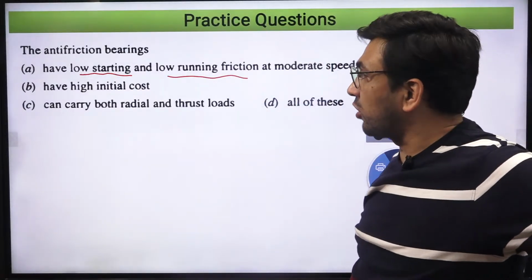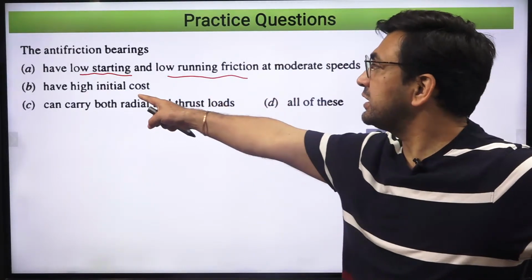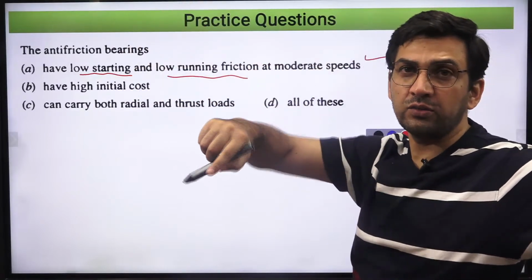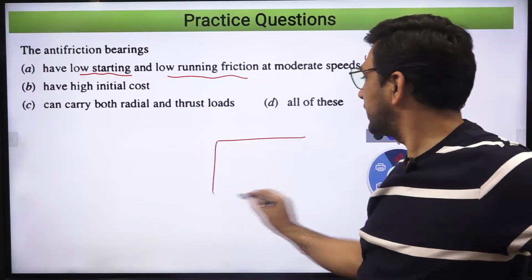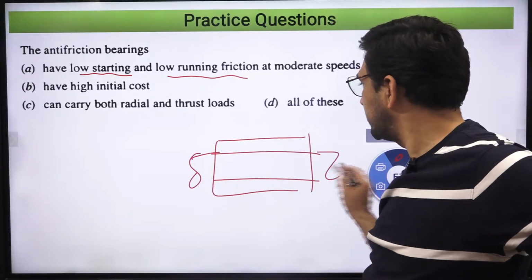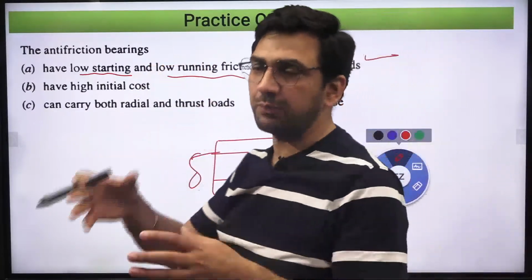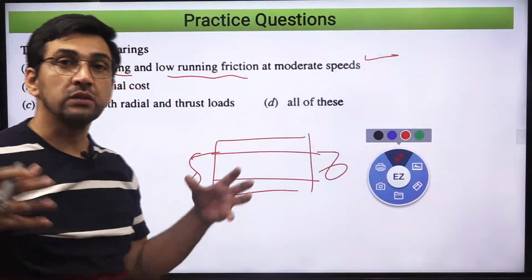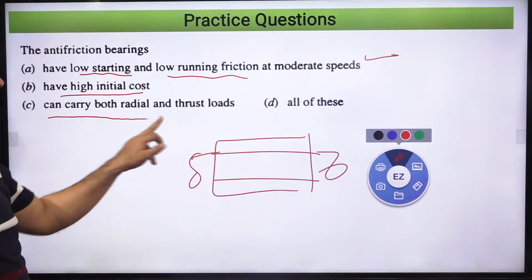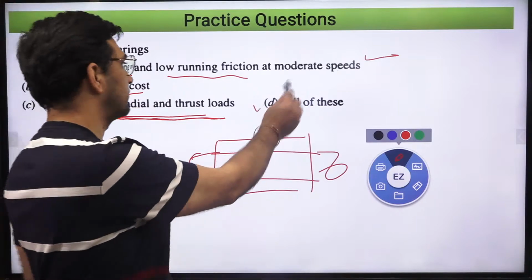Why high initial cost? Obviously, because you are making all those elements separately. He's comparing this with respect to the sliding contact bearing. In a sliding contact bearing, you are having a simple bush, and a shaft which will be running inside that. That's all. In anti-friction bearings, you have to prepare different elements separately: case, then balls, retainer, etc. So initial cost is more. Can carry both radial and thrust loads? We have discussed they can carry both. It means all of these options are correct.